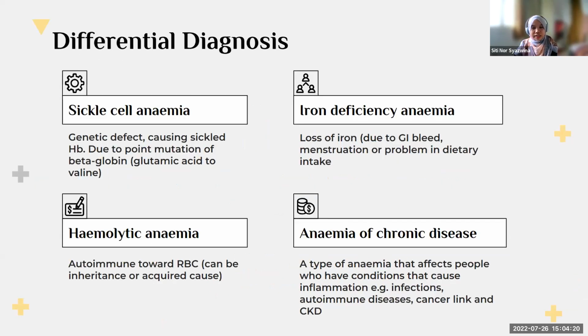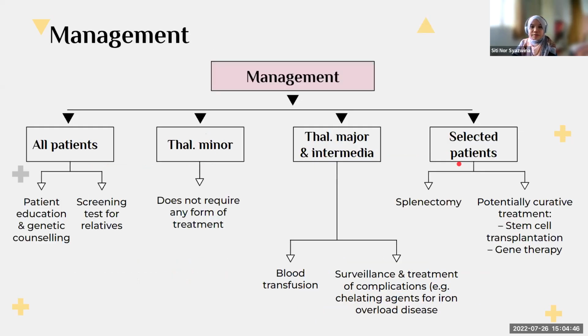So the differential diagnosis of thalassemia includes sickle cell anemia, which is a genetic defect causing sickle hemoglobin due to point mutation where glutamic acid is replaced by valine. The next is iron deficiency anemia. It is loss of iron. The next is hemolytic anemia, the autoimmune attack towards RBC, and lastly, anemia of chronic disease. So the management of thalassemia depends on the type of thalassemia.